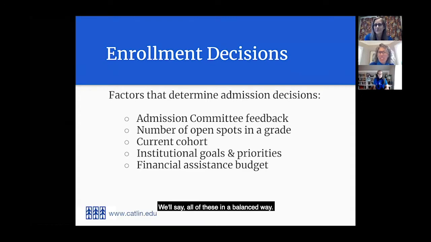We'll say all of these in a balanced way. So with all of these in mind, and with a little bit of magic and pixie dust, we're able to make some strong decisions for enrollment when the time comes around.